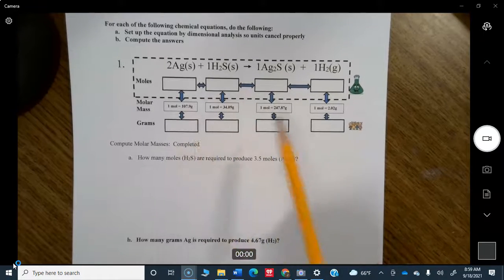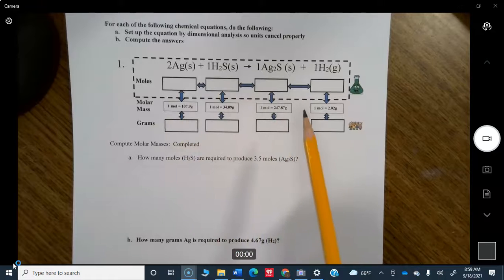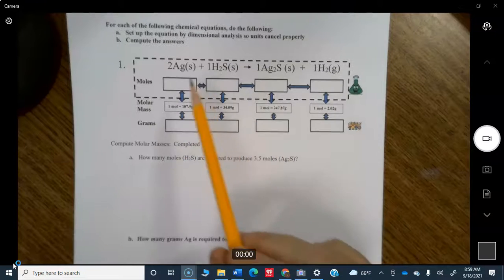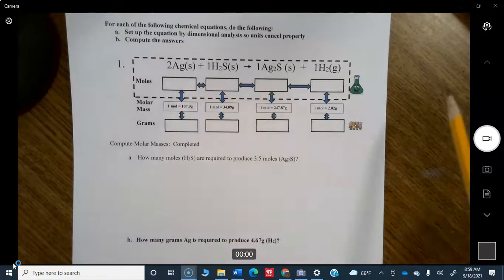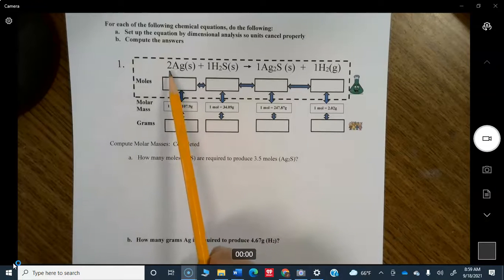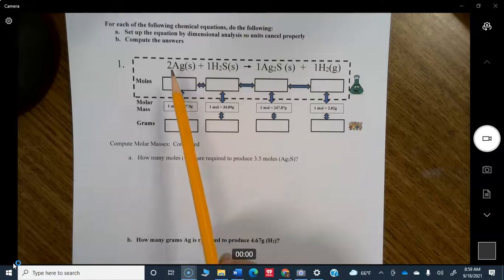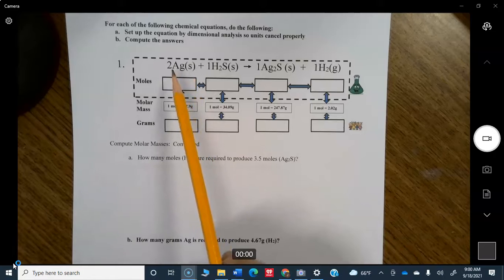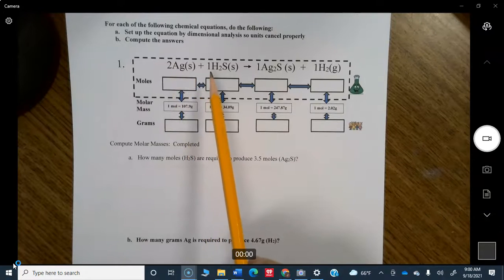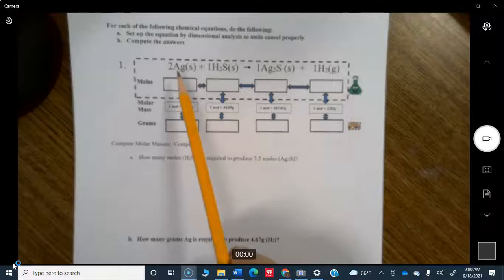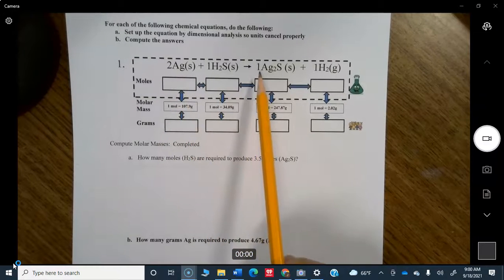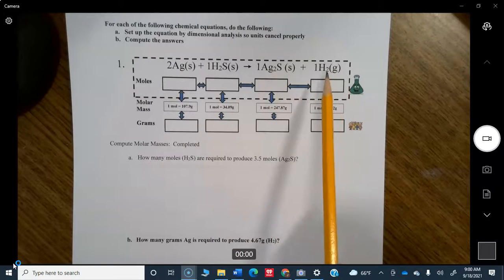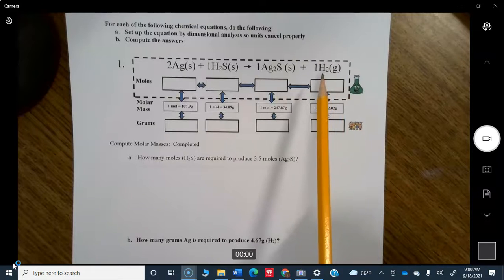I showed that in the day 12 video, but what we have is a chemical reaction, and that's the centerpiece of chemistry. And it tells us the relationship between number of particles. Particles is just a generic word for a molecule, an atom, an ion, anything that we're trying to put together to make new compounds. So this can be read as 2 atoms of silver, 1 molecule of H2S combined, to produce 1 molecule of Ag2S and 1 hydrogen molecule.